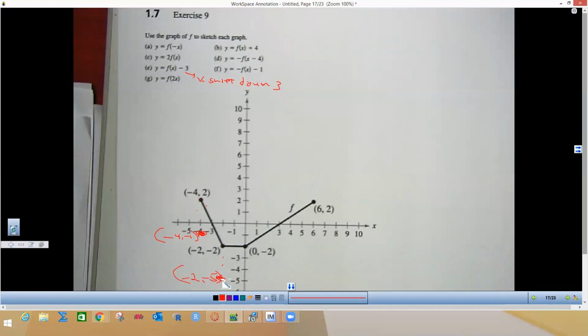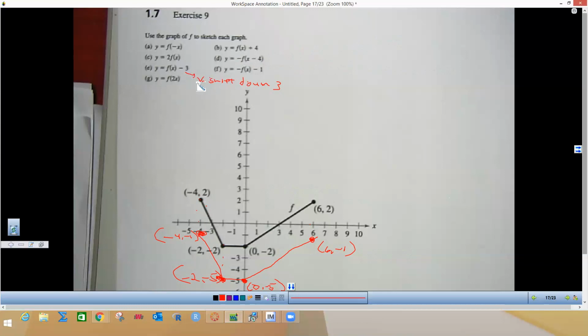Probably need to move it over here a little more. This one comes down 1, 2, 3. So this is at 0, negative 5. And this point comes down 3. 1, 2, 3. So it's at 6, negative 1. And again, you just connect the dots and you are done. I should call them the dots. I should call it points. So that would be number E.